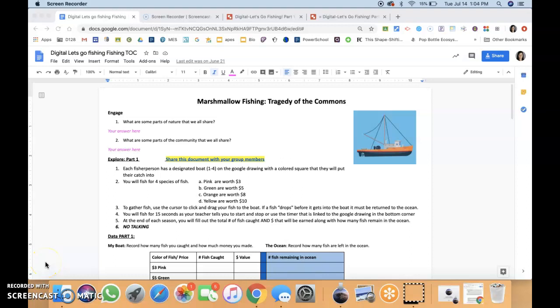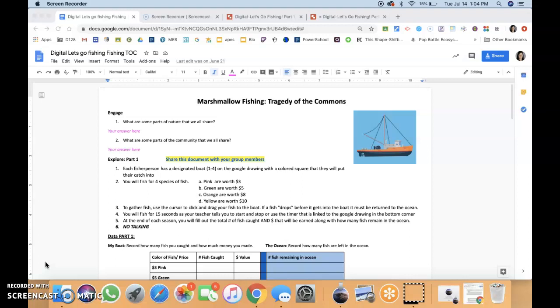Welcome to AP Environmental Science. You are going to do your first activity of the school year in this class. It's called Tragedy of the Commons. This is a common theme that you are going to see throughout this entire course. I don't want to give too much of it away because you're going to actually discover what Tragedy of the Commons means by doing this activity today.